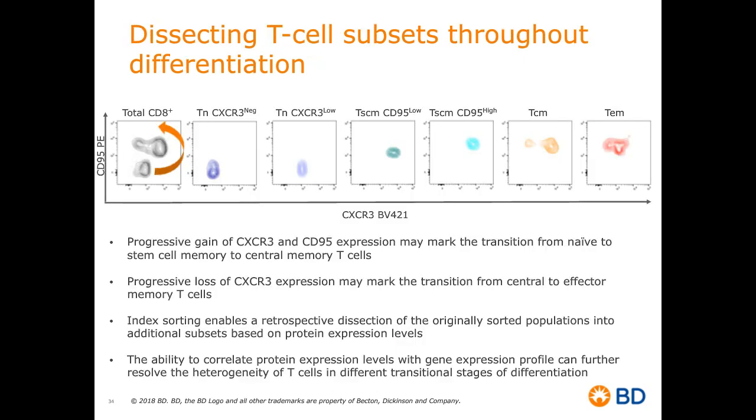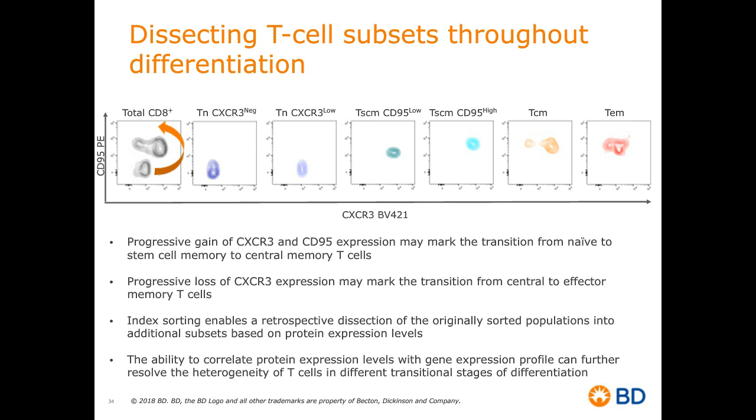Based on these observations, we can hypothesize that, for example, the progressive gain of CXCR3 and CD95 expression may mark the transition from naive to stem cell memory to central memory T cells, as illustrated in the first plot to the left by the arrow on total CD8 positive T cells, where we hypothesize this transition delineated by the arrow. And now with the power of index sorting, we can retrospectively go back to our data and further dissect all this population of interest to really validate our hypothesis.